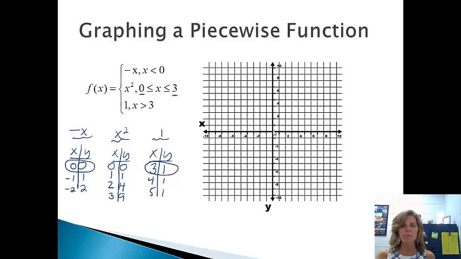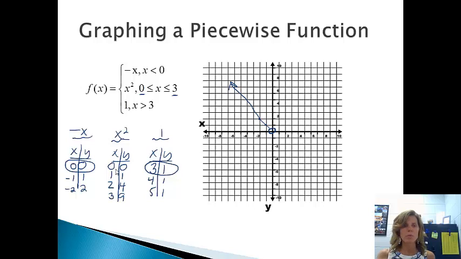So we're going to have a point at 0, 0. It's going to be an open circle, right? And then we're going to have negative 1, 1, and then negative 2, 2, and then we know that that pattern is just going to keep going.